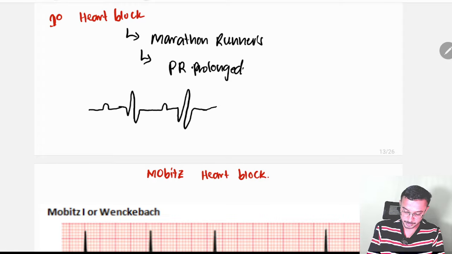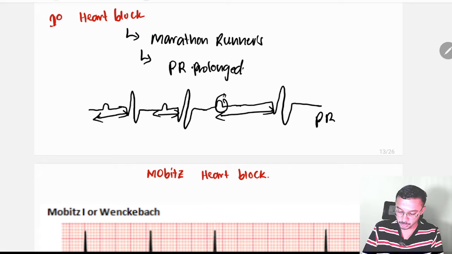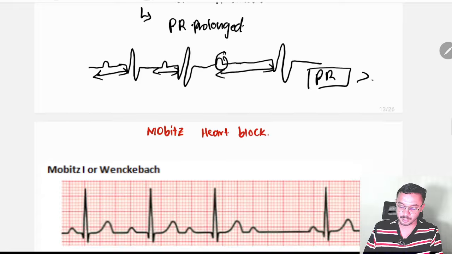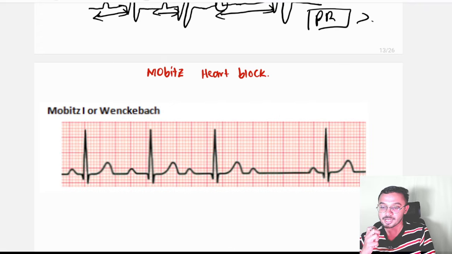Okay, and P, Q, R, S, right? Look at the duration. The duration of the P and R is prolonging, no? So the PR interval is more here. So this is about first degree heart block. And next, let me discuss Mobitz heart block. Very, very important.